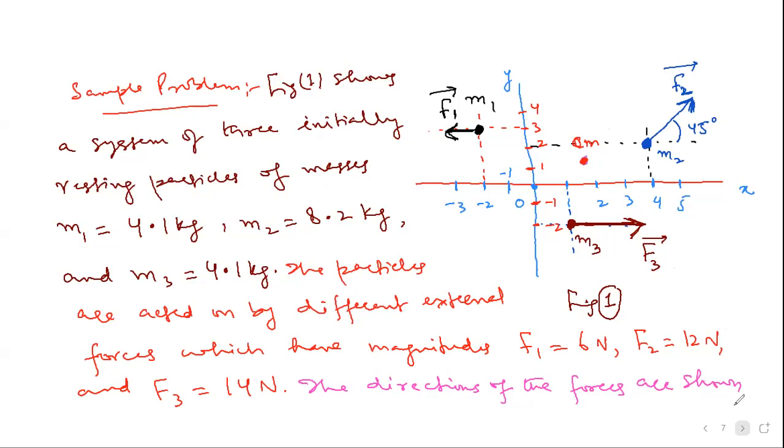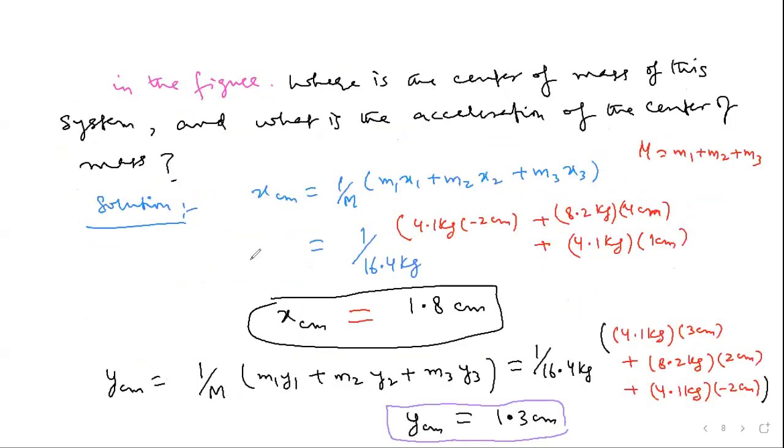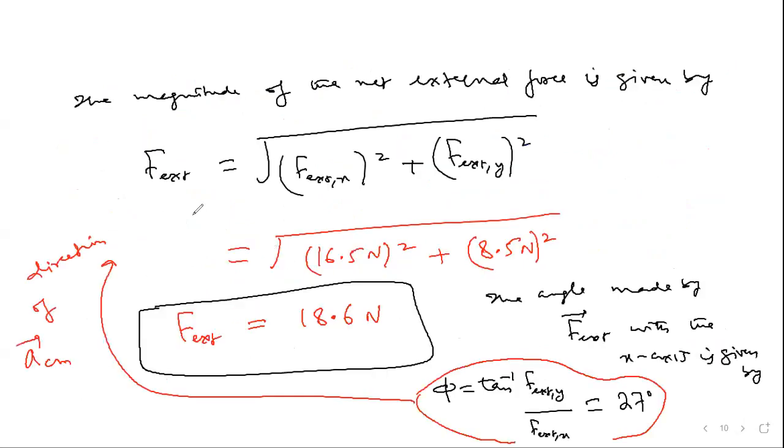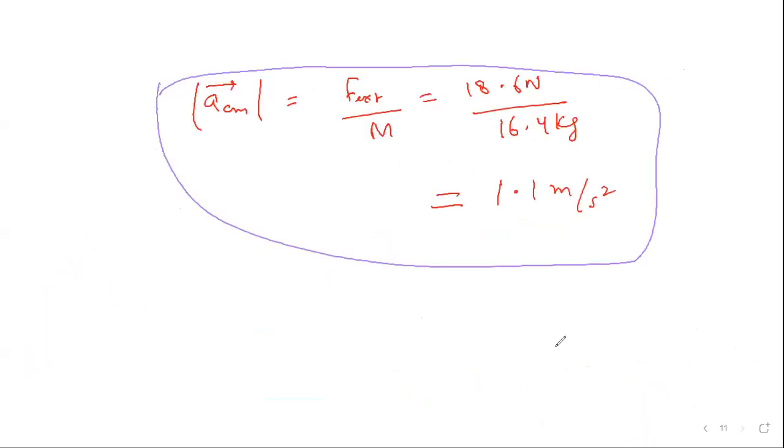So I summarize. First, we found the location of center of mass. Then we found the x component, y component of the external force. From that, we calculated the total magnitude of the external force. We calculated the direction because acceleration and force are similarly directed. This is the direction of the acceleration of center of mass vector. Then we found the magnitude of the acceleration of center of mass. So this is all for today.